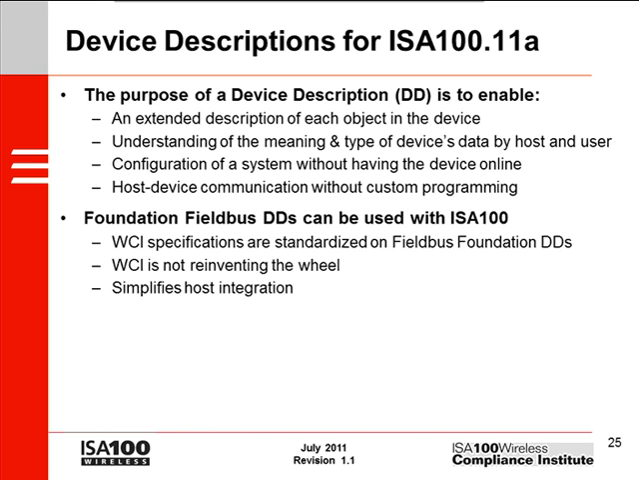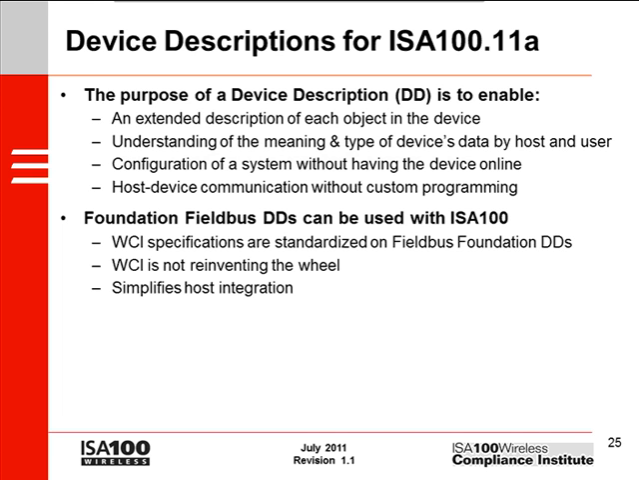Sure. Let's quickly review the purpose of device descriptions. They provide an extended description of each application object in the device, which might include proprietary objects that are not covered by the standard. For example, there might be an LCD display on the device that is not standardized. A device description can be used to give the user access to that proprietary display. Generally speaking, DDs enable users to understand the meaning of a device's data and to access all of its functions.